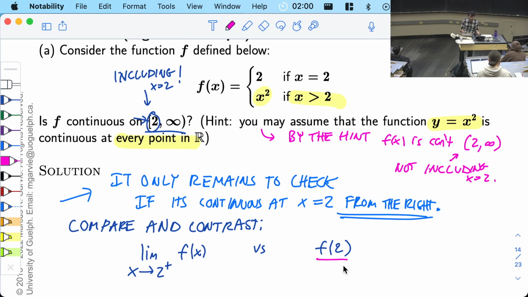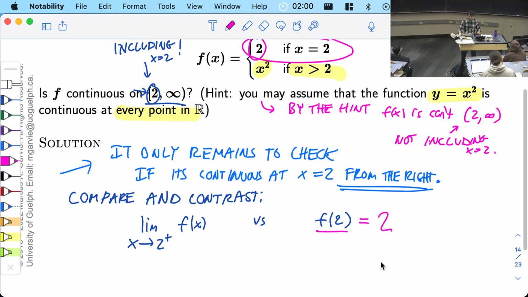F of 2 is easy because, look, it's right there. If x equals 2, what is f? It's the value it says right here. Whatever it says here, that's the value. In this case, it's 2. So f of 2 equals 2. That's just by the definition they gave us.